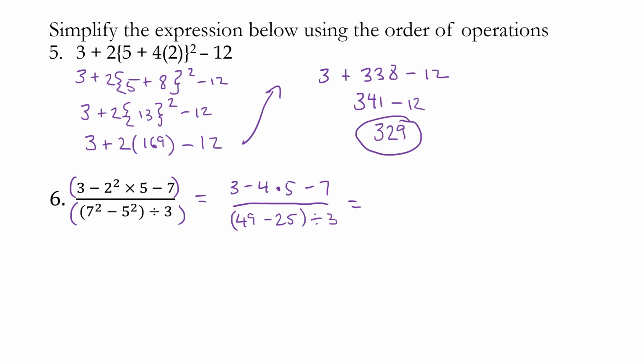Again, doing the multiplication before I do that subtraction, so it's going to be 3 minus 20 minus 7 over 49 minus 25 is 24 divided by 3. In the numerator, 3 minus 20 minus 7 is negative 24. And in the denominator, 24 divided by 3 is 8. So negative 24 divided by 8 is negative 3, which is our answer to this problem.